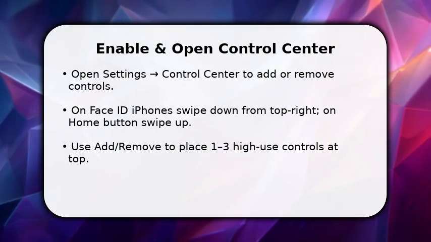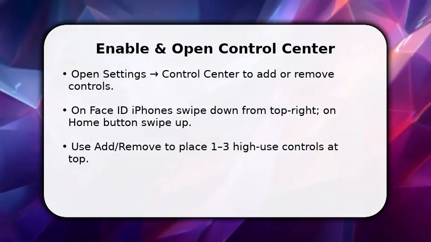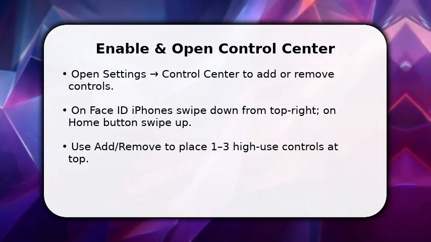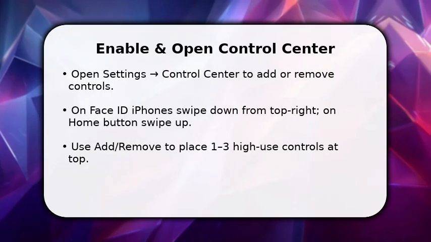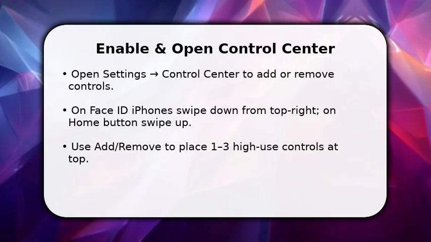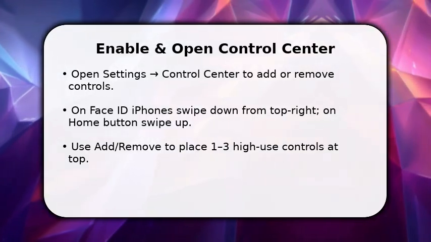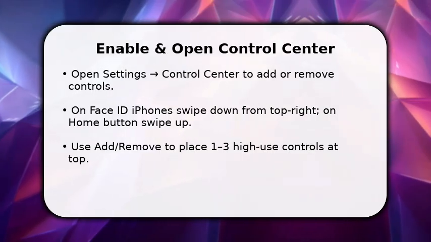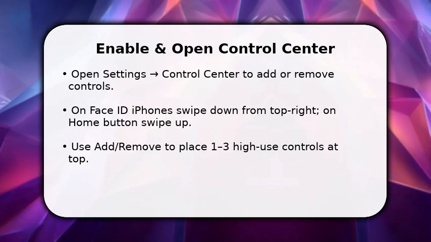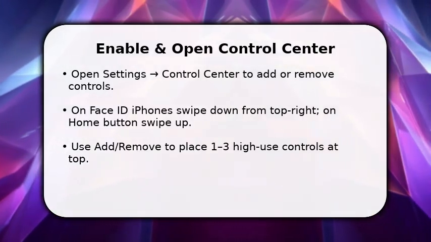You'll start by enabling and opening Control Center so you can act quickly. Open Settings, tap Control Center, and add the controls you use most. This ensures one-touch access. Once done, practice the gesture. Swipe down from the top right on Face ID iPhones or swipe up on older models. Make sure to toggle access within apps if you want it available during apps. This step sets the stage, so your frequent tools are organized and reachable immediately when you need them.